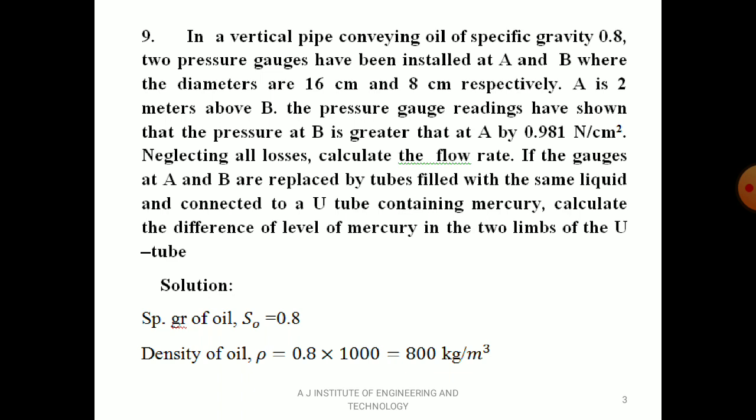the U-tube manometer. So solution: specific gravity of oil, SO equal to 0.8, that is of the flowing fluid. Now specific gravity equals density of given fluid to density of standard fluid. Density of standard fluid is here water, that is 1000 kg per meter cube. So we can easily get density of oil, that is rho equal to 0.8 into 1000, that is equal to 800 kg per meter cube.